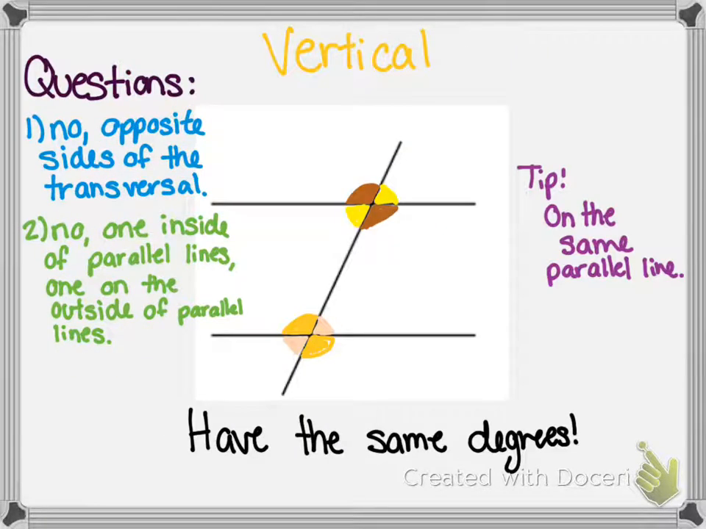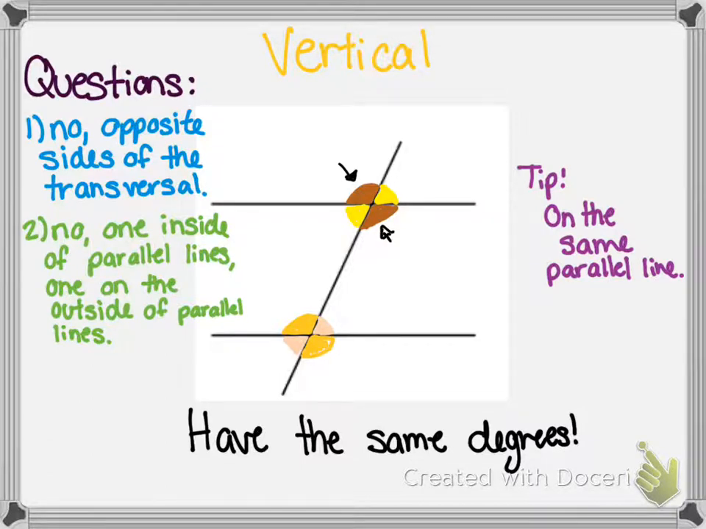The next one we are going to talk about is vertical angles. Again, I've answered those questions off to the side. Number one, about the transversal: are they on the same side? The answer is no. They are on opposite sides of that transversal. So I'm going to look at, let's say, this one here. They're on opposite sides of that transversal line.